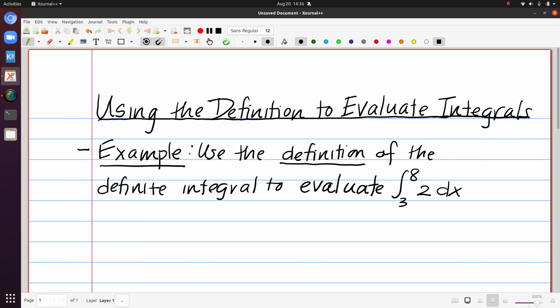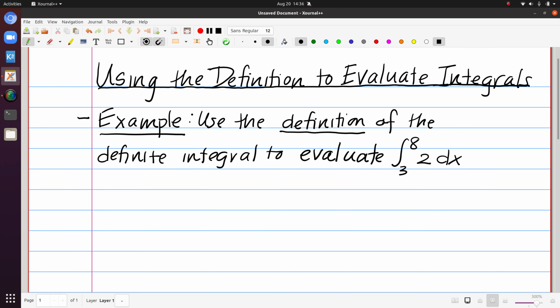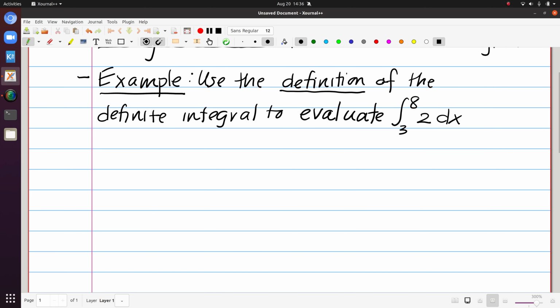As we go on in this course, we're going to have other ways of evaluating integrals. And primarily, we'll think of the other ways as being shortcuts in comparison to this. So if ever the question prompts you to specifically use the definition, then we do need to approach it in the way we're going to see here.